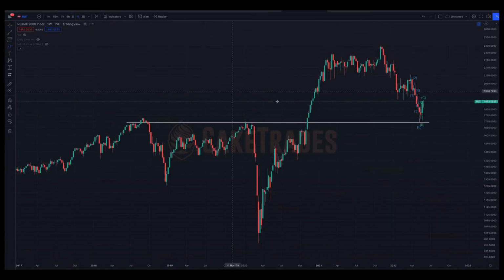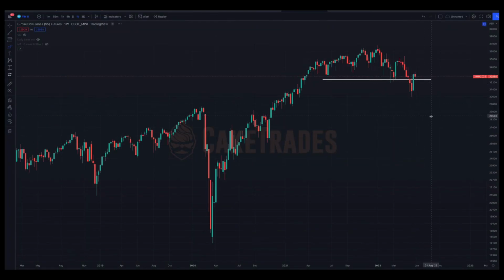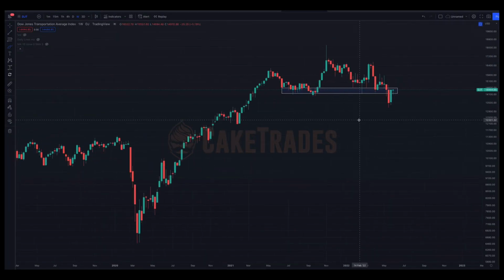I would say the weekly chart doesn't necessarily look that bad. We may come down and fill this wick and double bottom. I think it's my preferred scenario, but you never know. And let's look at Dow futures, similar as everything else. Now let's look at Dow transports.